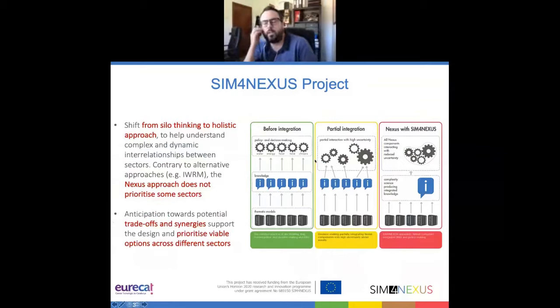The general idea behind the project is that we realized that when we wanted to face this kind of challenges, there was obviously previous research done, but it was somehow specialized in specific areas and not considering other sectors. So what we wanted to do in Sim for Nexus is to move from this silo thinking approach to a holistic one. That means that we integrate the Nexus, all of the sectors, understanding which are the trade-offs and synergies in the different policy implementations and this kind of actions that we can take there, to prioritize those which are viable and valuable across the different sectors and not only one. So we are not prioritizing one specific sector, but looking at all of them at the same time.